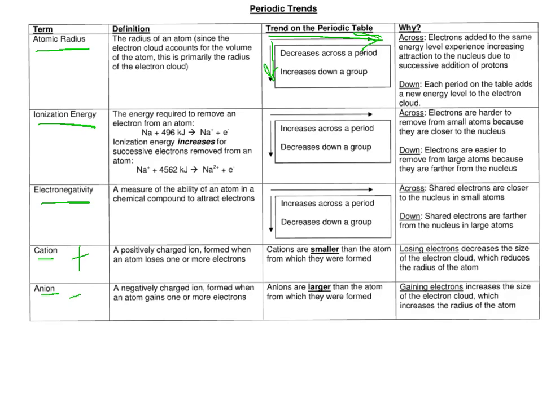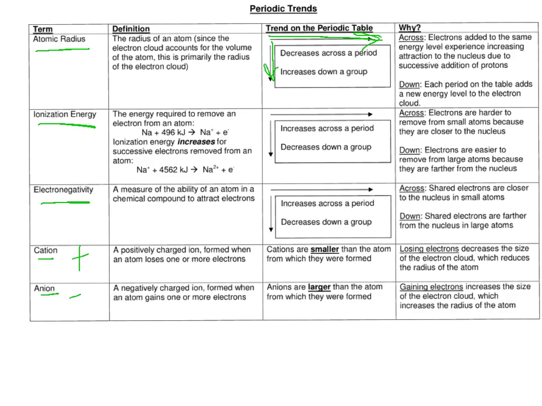As you go down a column, the atoms get larger and larger. And this one is not so hard to envision. They get larger because with each successive row in the periodic table, you are adding an energy level. So an atom that has 2 energy levels is going to be smaller than an atom that has 3 energy levels. Okay?